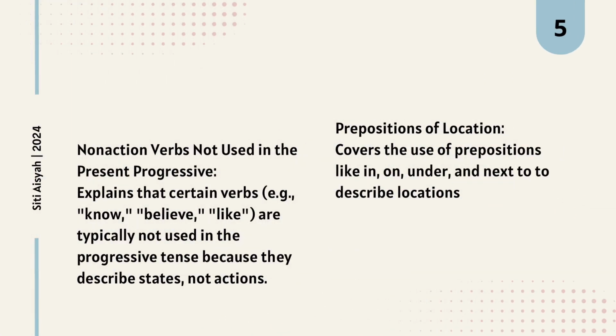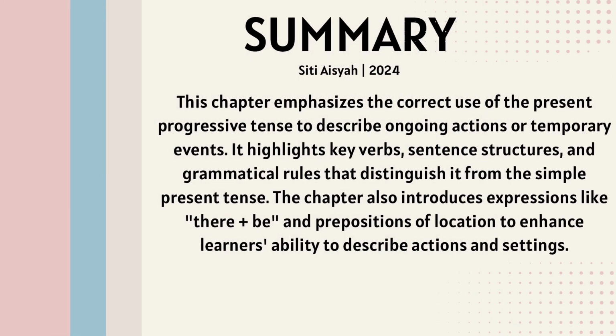Non-action verbs not used in the present progressive explains that certain verbs, know, believe, like, are typically not used in the progressive tense. This chapter emphasizes the correct use of the present progressive tense to describe ongoing action or temporary events. It highlights key verbs, sentence structure, and grammatical rules.